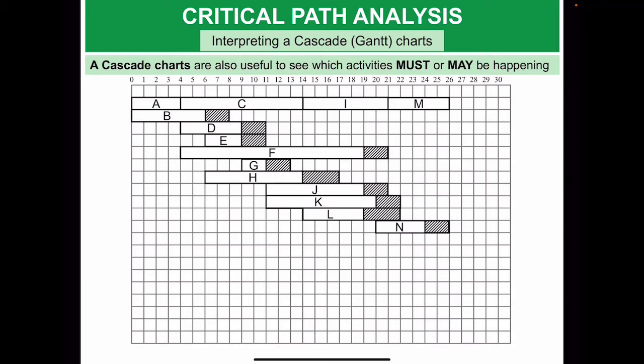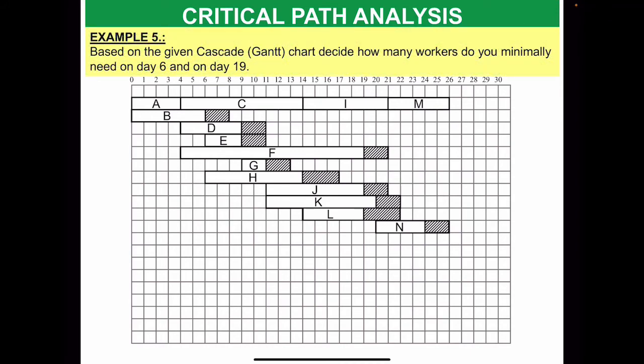Now, the next part is quite easy because it just talks about how to interpret the cascade chart or Gantt chart. They are useful because from here you just look at one chart and you can see which activities must be happening at a given time and which activities may be happening at the given time. So how it works, let's look at example 5.